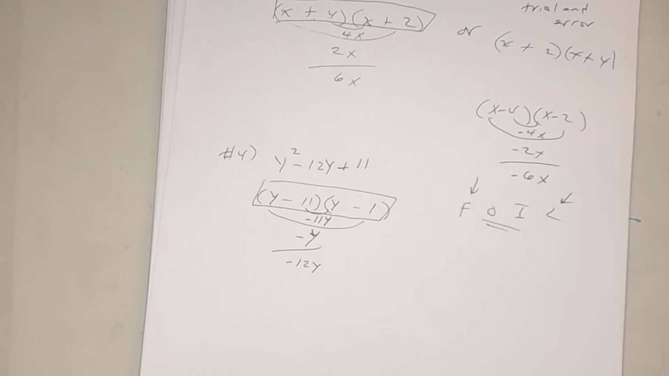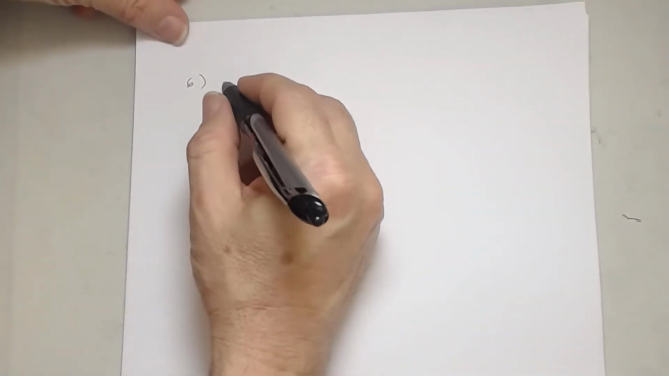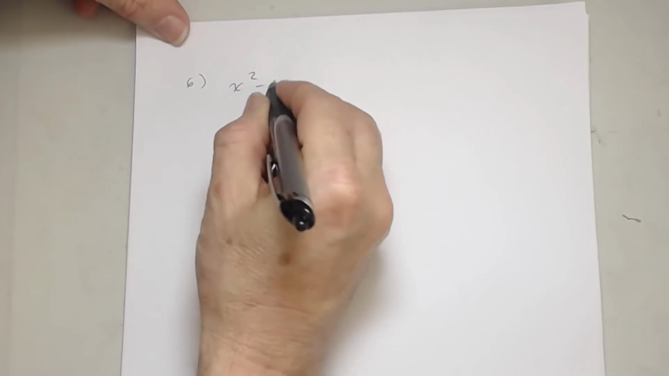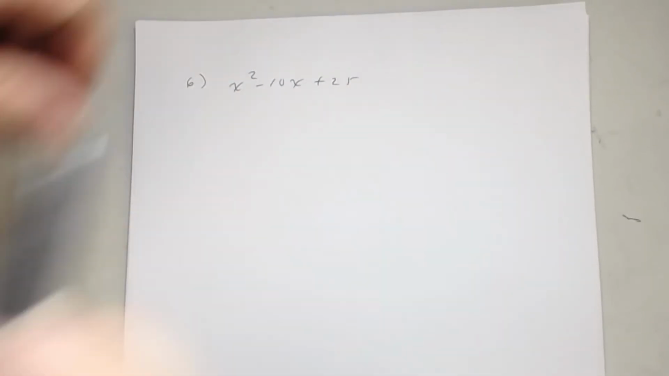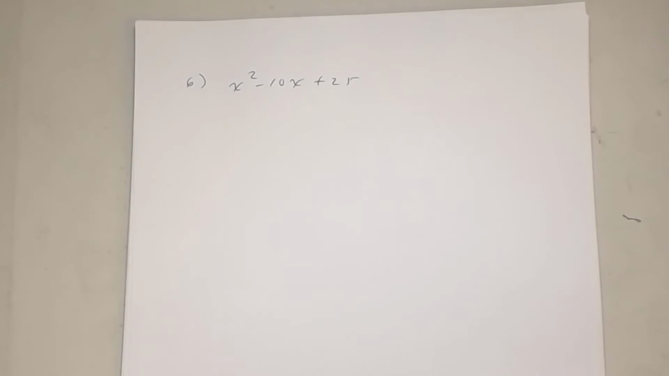All right, let's do number 6. Number 6, you have x squared minus 10x plus 25. So again, this is another easy one because the last sign is positive. All right. So the GCF is 1. So we're going to try this by FOILing. So we're going to factor this as two binomials.